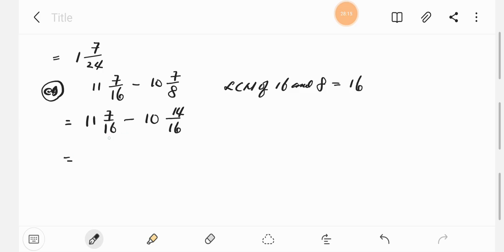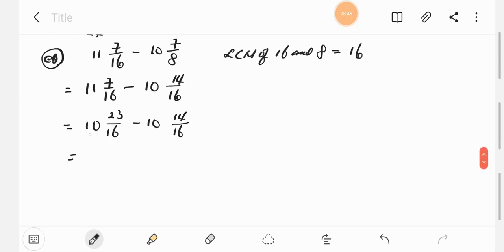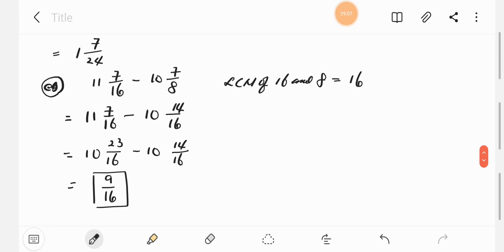Now, the denominator is the same, but look at this. 7 and 14, 7 is less than 14, right? So we borrow 1 from 11. So the first mixed number will become 10 and 16 over 16, so 16 plus 7 is 23. Now we can subtract the whole number parts. So 10 minus 10 is 0, it's gone. And then we can subtract the fraction part. So 23 minus 14 is 9 over 16. So this is the result. So the difference is 9 over 16. All right, so that's it for this section.